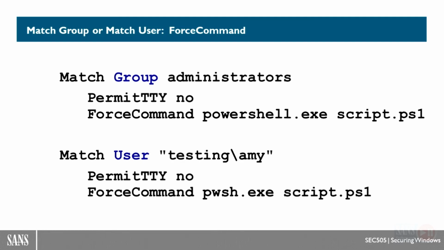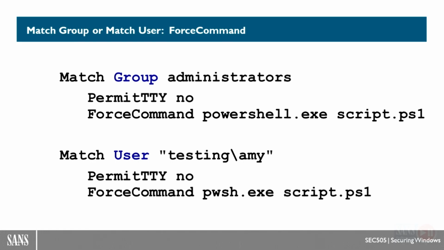There's some other tricks that we can do. In your manual, if you take a look at page 149, you can use something called force command. So what if I modify my sshd config file? So I do match group administrators, permit TTY no. TTY stands for teletype. And permit TTY no means don't allow an interactive command shell. And instead, when you connect and you're a member of the administrators group, execute the following force command, return the output of that command, and immediately exit. So you don't get a command shell, you get a hard-coded command.